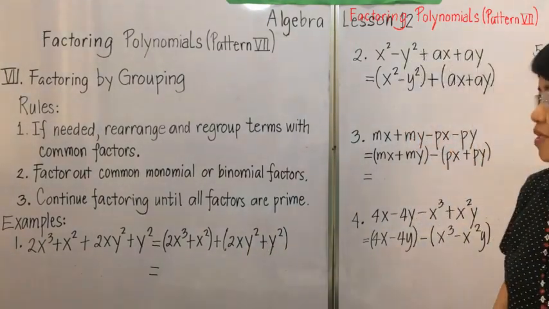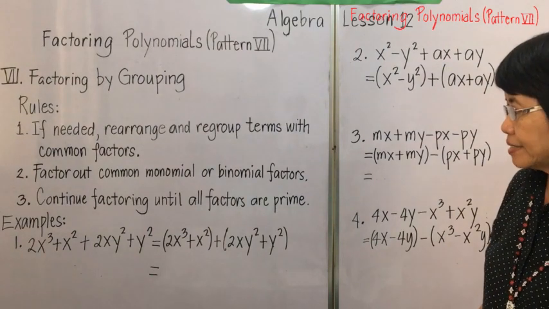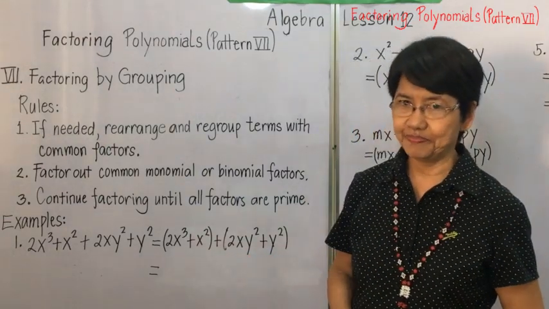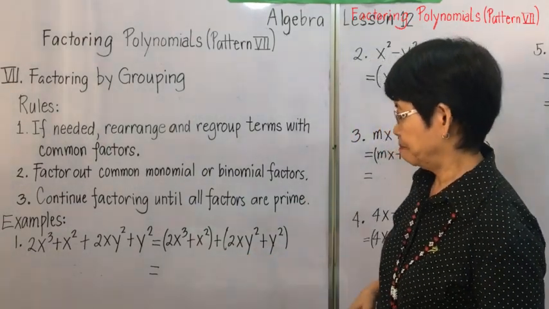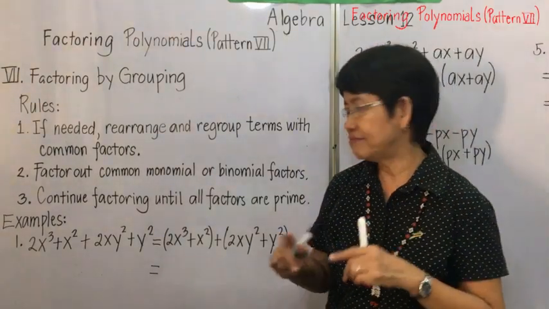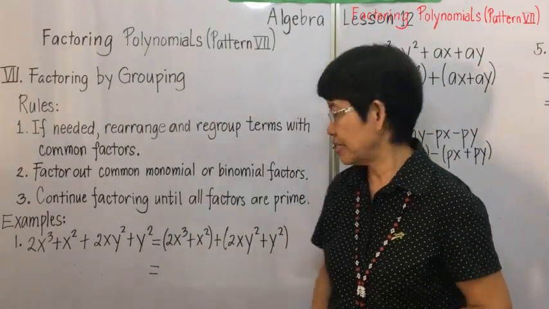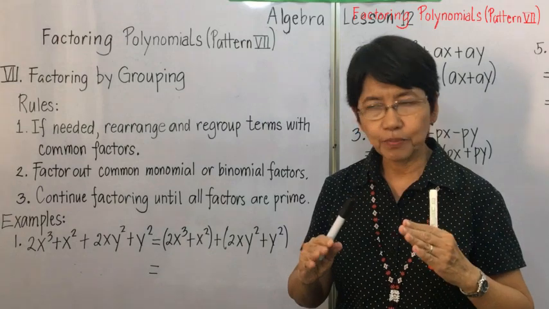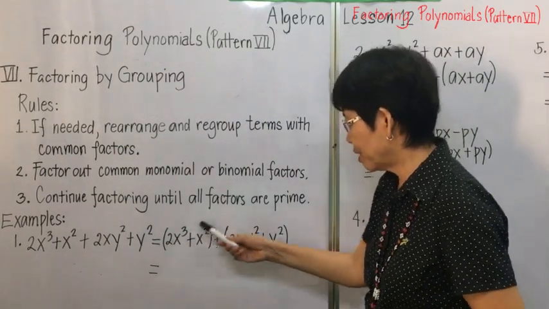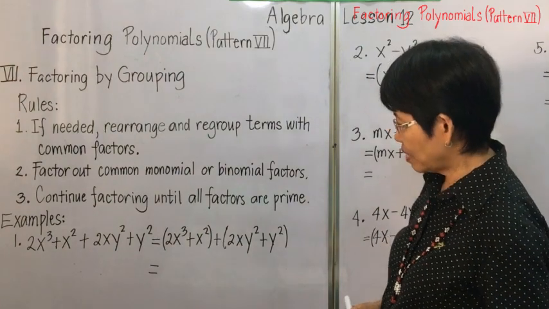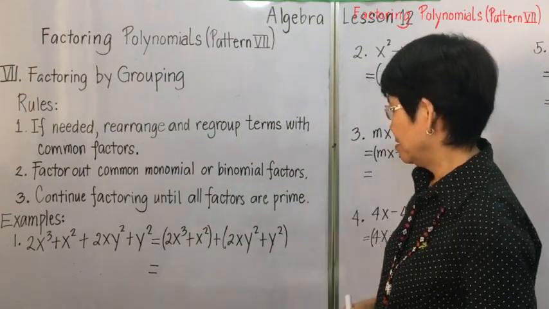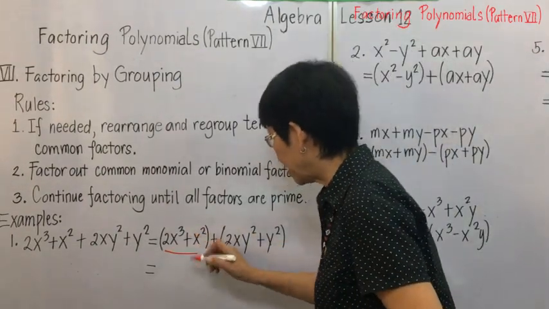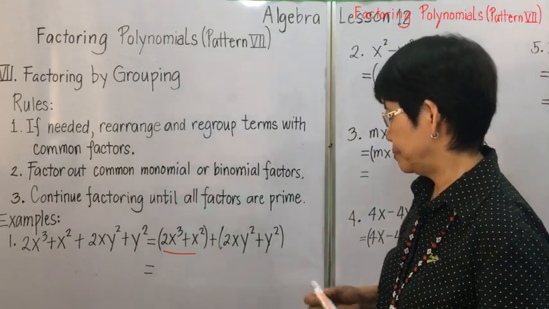Examples. We have 2x cubed plus x squared plus 2xy squared plus y squared. And then we regroup the terms which have some common factors. Like these two terms have y squared, so we group them together. And then we group together the first two and factor out something if there are any. So the common factor in the first grouping is x squared.